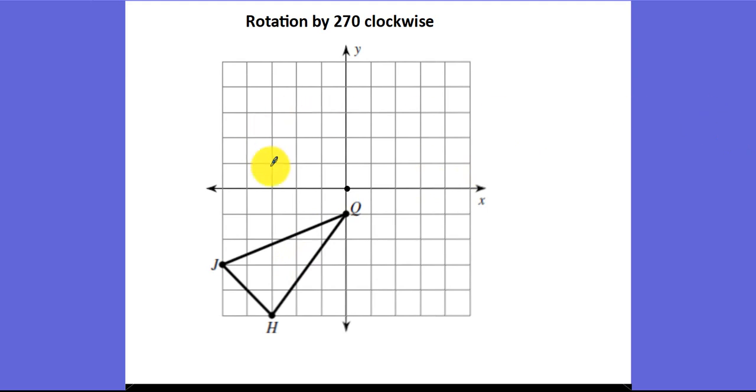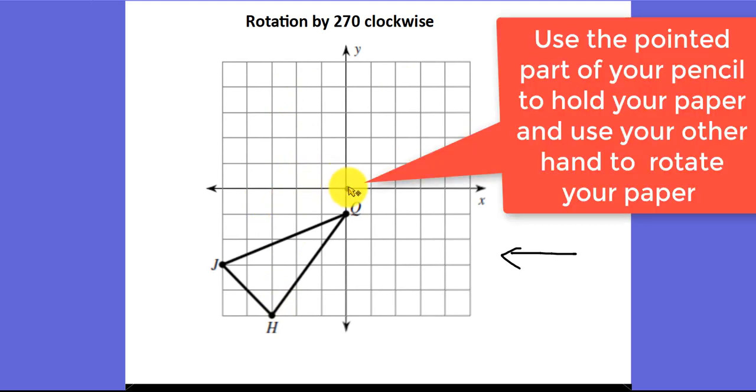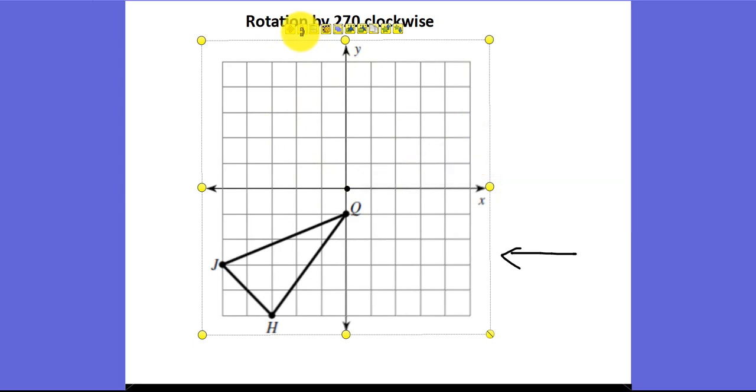So clockwise is going to this direction. Now 270 means I have to move my triangle 3 quadrants. So 1, 2, and 3. So we know that our triangle should land here. So first, you copy the triangle in your graphing paper. And after that, you just have to put your pencil here and then use your hand to rotate your paper 270 clockwise. So let's rotate this one 270 clockwise.